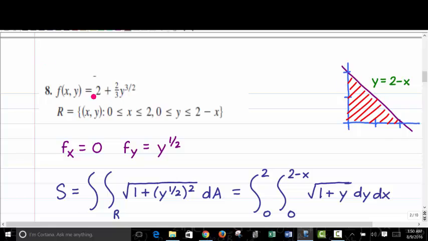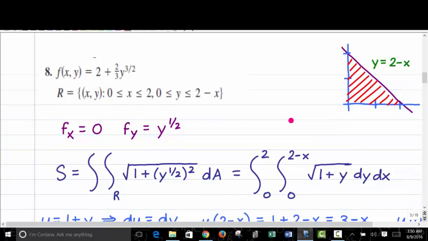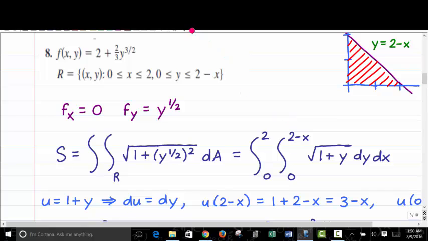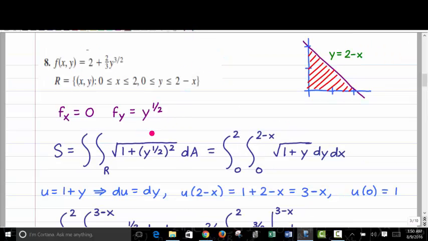And our partials are, there's no x variable here, so the f_x partial would be 0, and then the y 3/2 cancels 2/3, subtract 1, so your derivative with respect to y would be y to the 1/2. So we come down here, and then we are integrating the square root of 1 plus, I didn't even bother to put the 0 in there, obviously, because it won't affect anything here. The y to the 1/2 squared is just y, so you have 1 plus y.